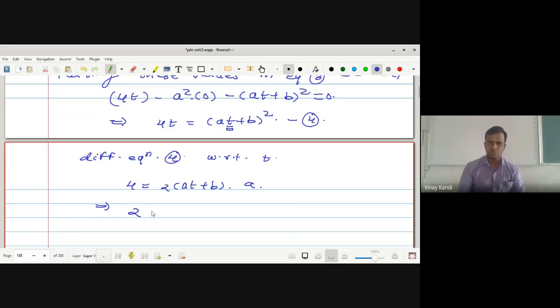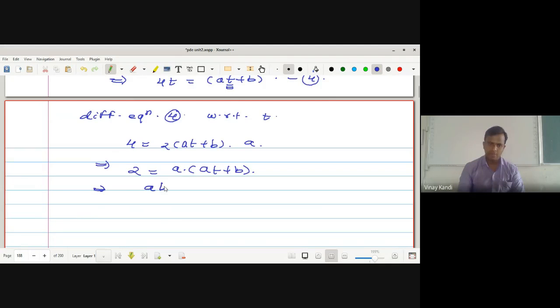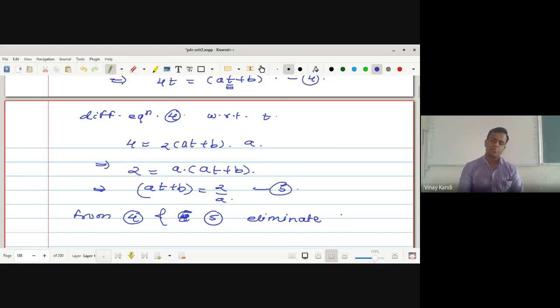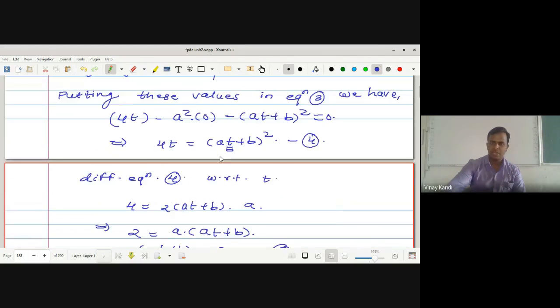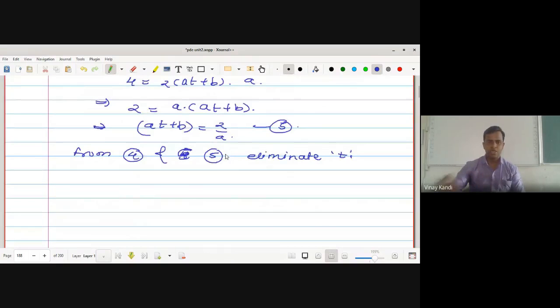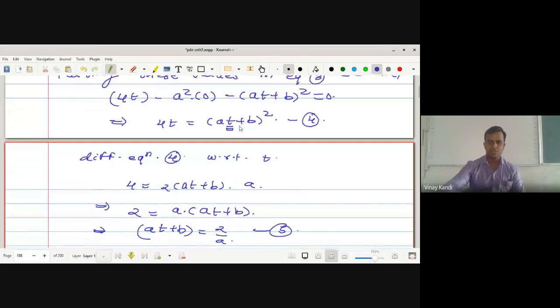Okay, so that implies 2 is equal to a into (at plus b). That implies at plus b is equal to 2 upon a. So this is equation number 5. From 4 and 5, eliminate t. So here, eliminating t, we get the relation between a and b.